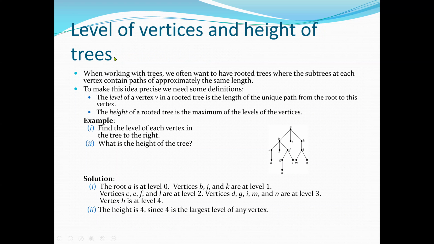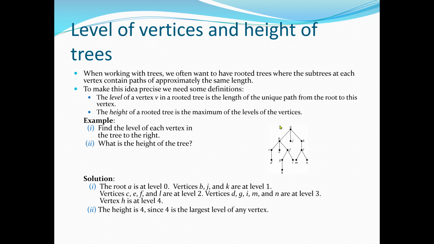So here we have the levels, again the level of vertices and the height of a tree. As we said earlier, for example, if we have a tree here, the number of levels will determine the height of the tree. And normally, if we start the level from 0 as the root, then the height will be 0 plus the number of levels.